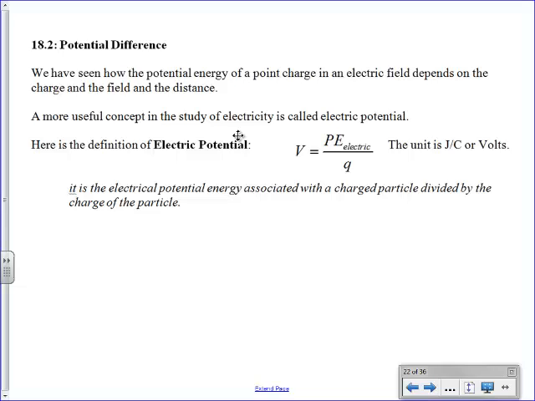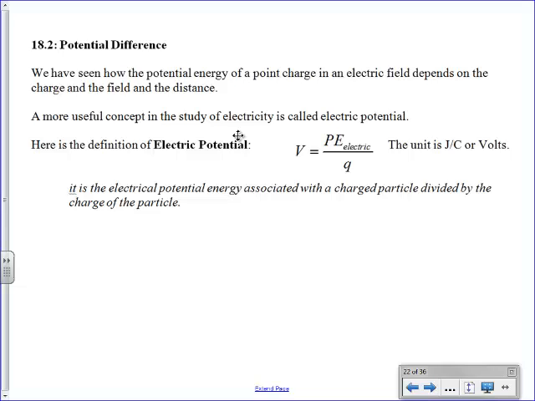Here we go with section 18.2, potential difference. We've seen how the potential energy of a point charge in an electric field depends on the charge and the field and the location of that charge in the field. Now, a more useful concept in the study of electricity is called electric potential.